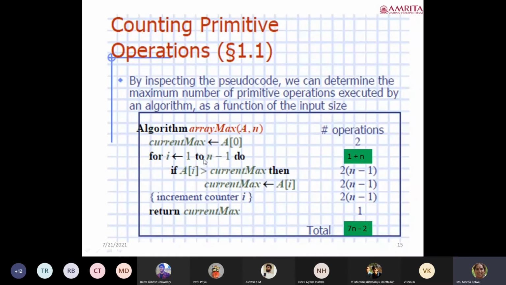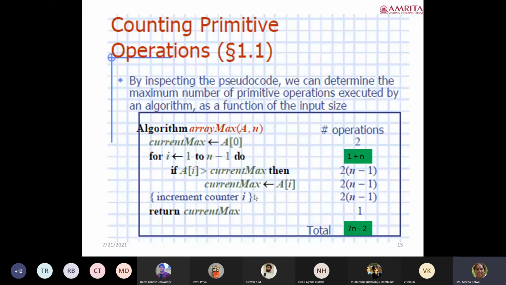Because for i equal to 1 to n minus 1, you are going to run this loop. So you will always compare whether i is less than n or not. When i is equal to 1, you will check 1 is less than n. Like that, once it reaches n minus 1, you will say n minus 1 is less than n. That will pass. After that, you will increase the value, it will reach n. Let me check whether n is less than n or not.